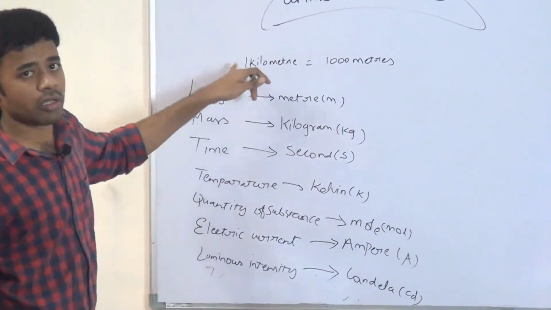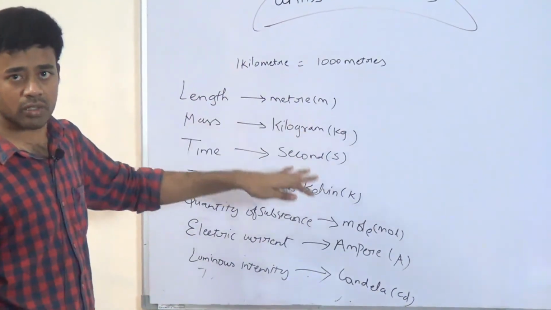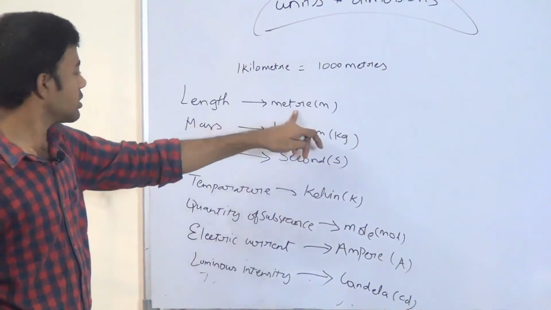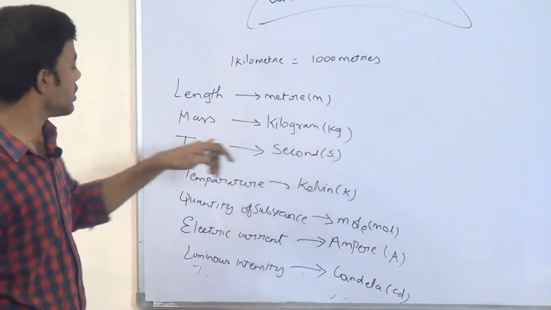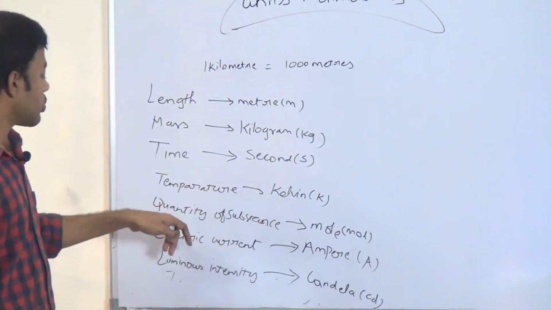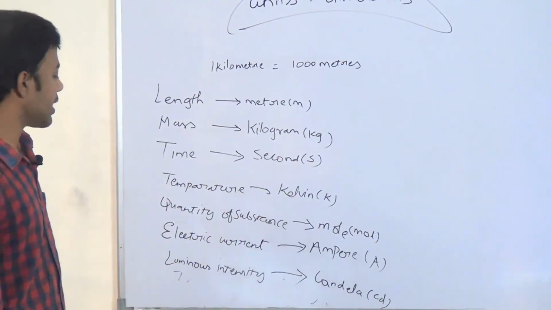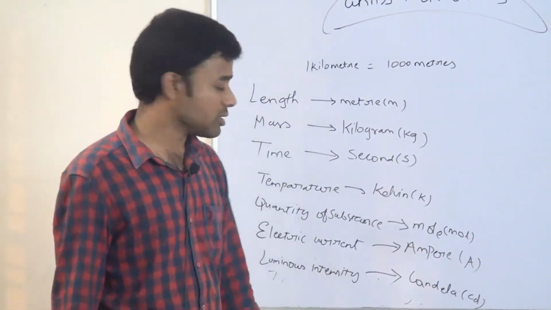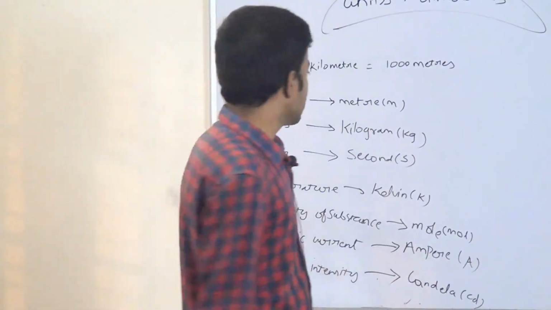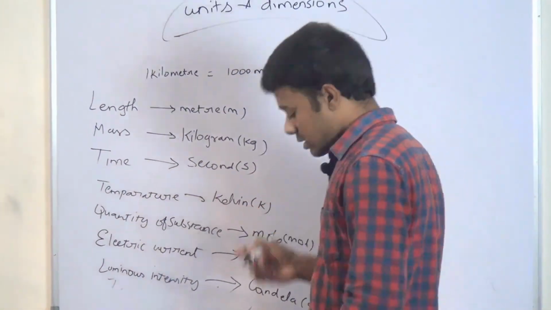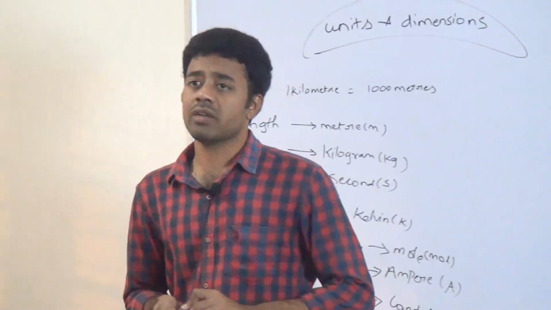So we indicate all these 7 fundamental physical quantities in the units of these 7. The length is indicated by meter, the mass by kilogram, the time by second, the temperature by Kelvin, the quantity of substance by mole, the electric current by amperes, and at the last we have the luminous intensity, which is candela. So here we know about meter, kilogram, second, Kelvin.